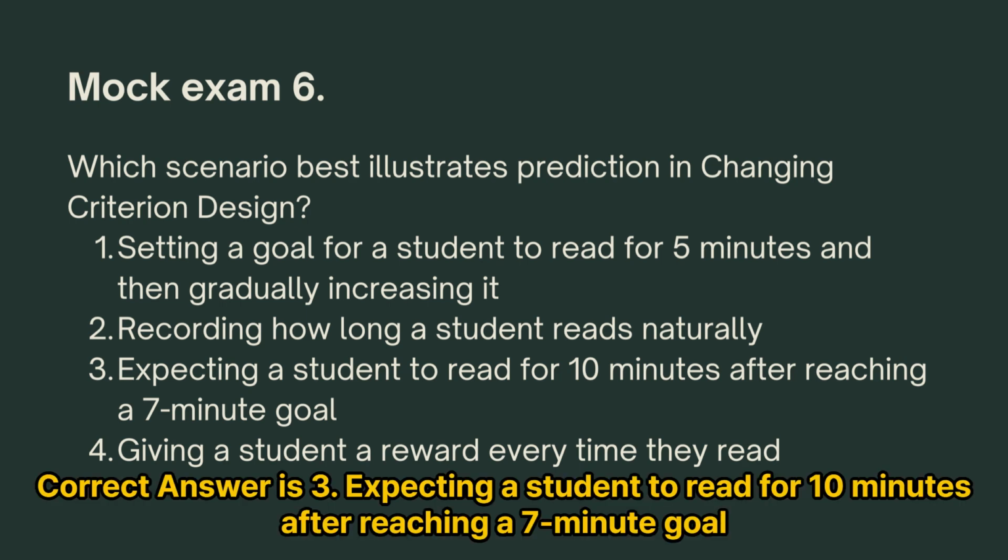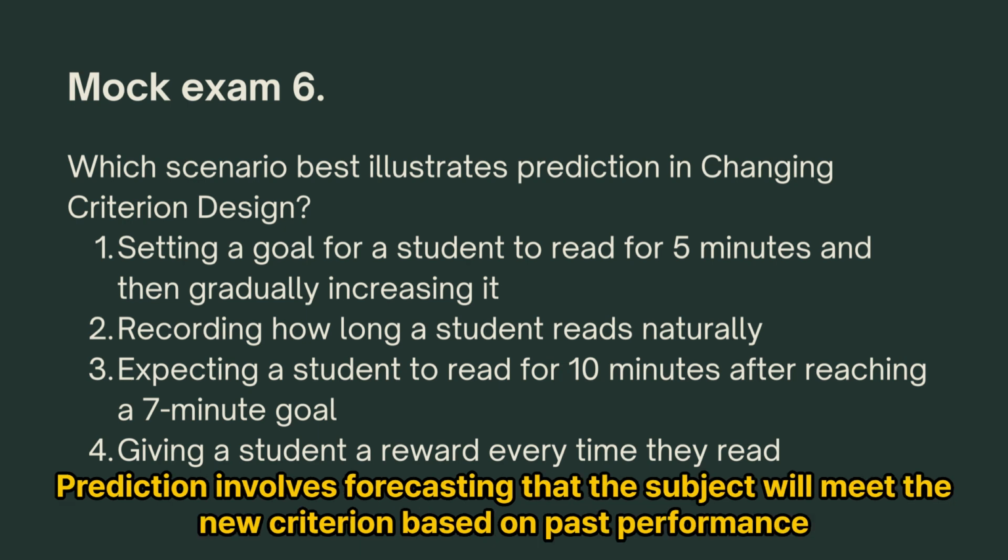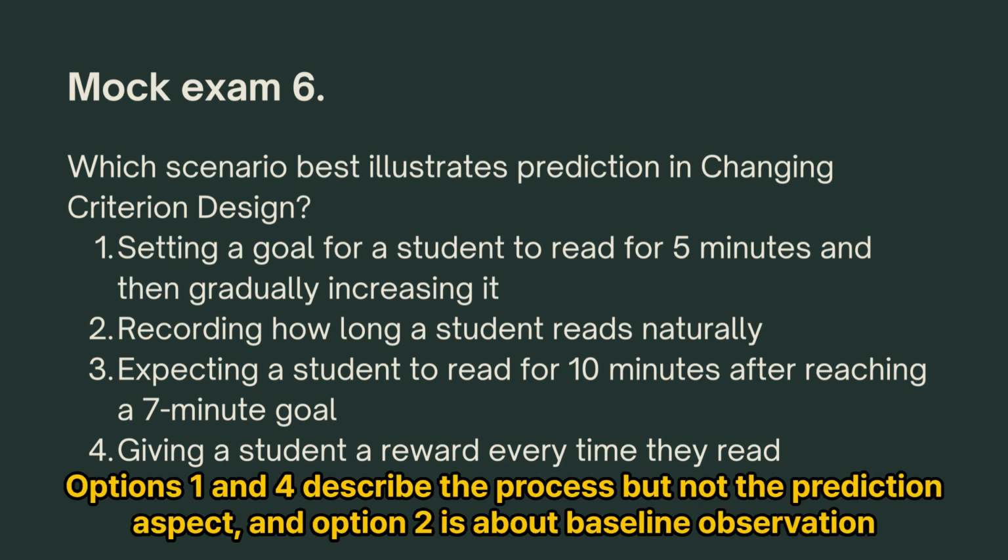Correct answer is 3. Expecting a student to read for 10 minutes after reaching a 7-minute goal. Prediction involves forecasting that the subject will meet the new criterion based on past performance. Options 1 and 4 describe the process, but not the prediction aspect, and option 2 is about baseline observation.